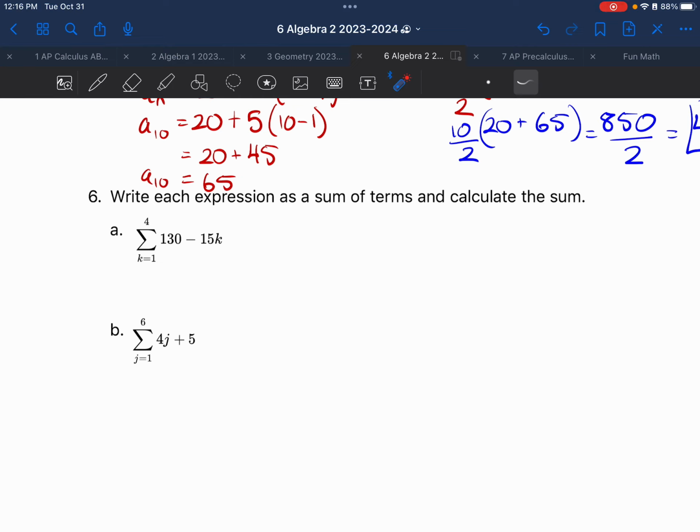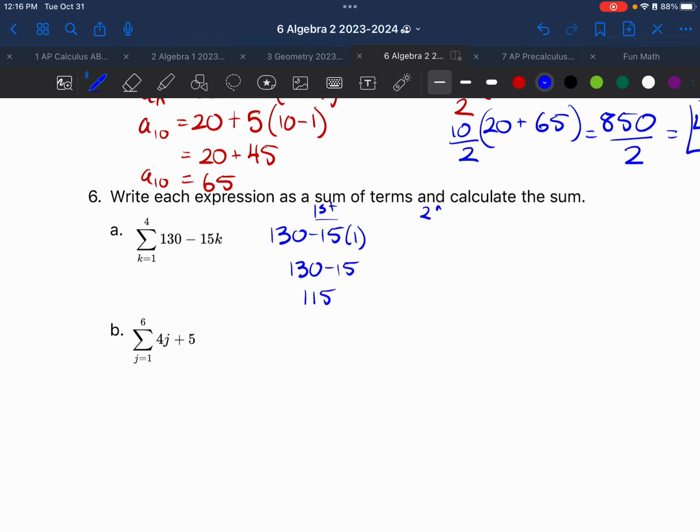So the way that you do these problems is you plug in 1 to k. And what do you get? Well, you'll get 130 minus 15 times 1, which is going to be 130 minus 15, which is going to be 115. So the first term of the sequence is 115.